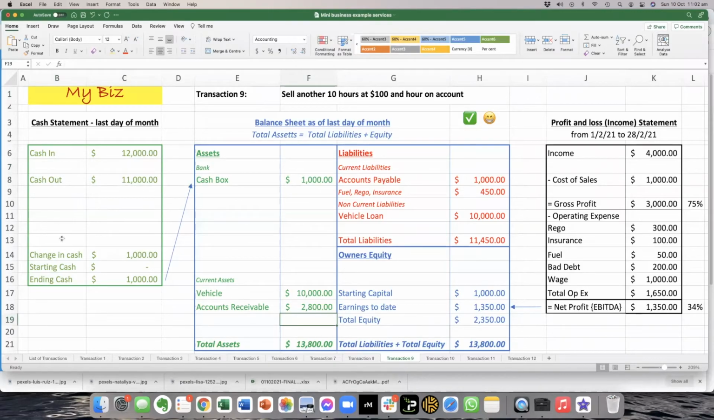Now again, there hasn't been any cash movement. We're getting a little bit nervous about what's happening with our cash and so forth. Now you notice we didn't get an invoice from our subcontractor this time. Maybe that'll happen in transaction 10. Let's have a look.